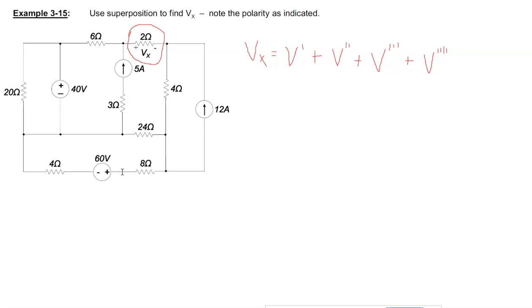When we treat one source, we will replace the other sources by their internal resistance. So when we start off with the 40 volt source, we will replace the 2 current sources by an open circuit and the 60 volt source by a short circuit, as that is the internal resistance appropriately.